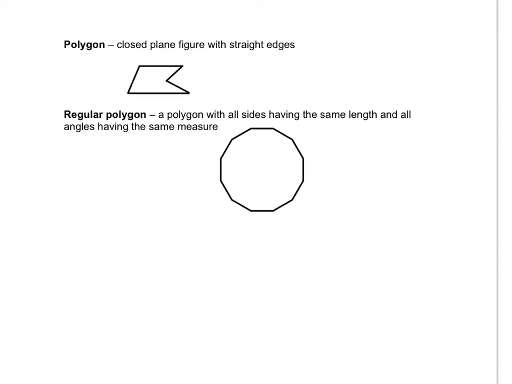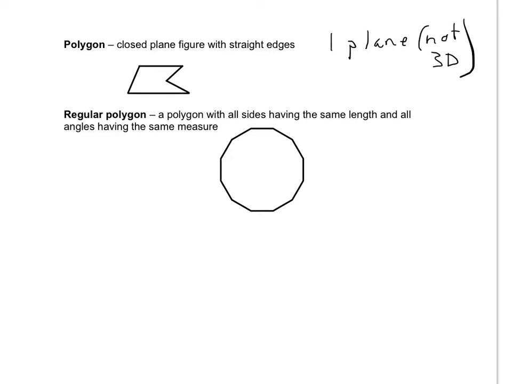Alright, so let's talk about polygons. A polygon is a closed plane figure with straight edges. Now, this word plane is important because that's one plane figure. It's only got one plane to it. It's only got one face to it. It's not a 3D shape, so we'll put that on here. Not a 3D shape. A polygon's not 3D.